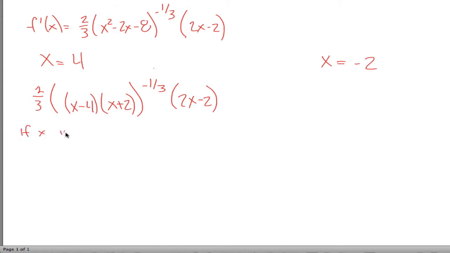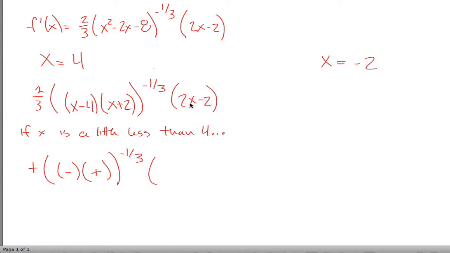So if x is a little less than 4, we're going to have this positive number 2/3 times a little bit less than 4, like 3.9, minus 4, that's going to be a negative number. A little bit less than 4 plus 2, that's going to be a positive number. And then I'm going to want to raise that to the negative 1/3 power. A little bit less than 4 times 2 minus 2 is going to be a positive number. That's almost 8 minus 2, which is almost 6.